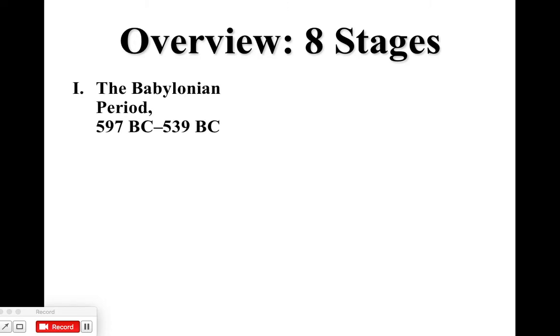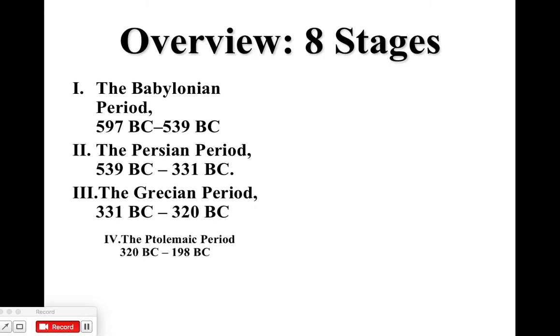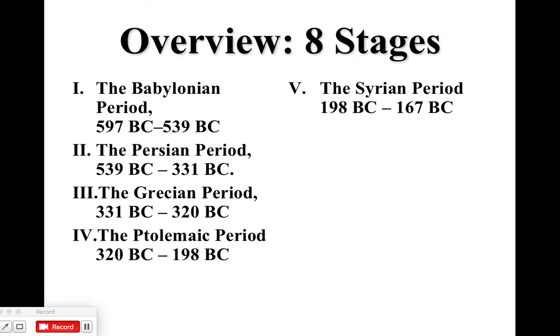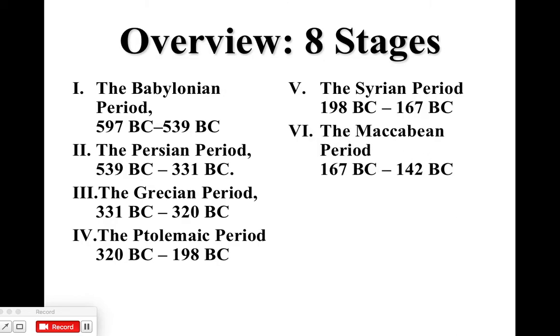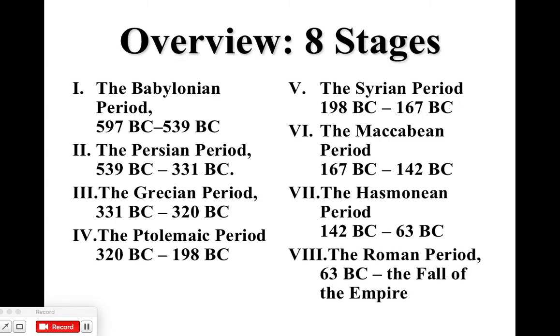And we're really looking at 8 stages of history. And I'm going to put these up here. We have the Babylonian period and the Persian period, which actually start back in the Old Testament. We have the Grecian period, the Ptolemaic period, the Syrian period, the Maccabean period, the Hasmonean period, and then finally the Roman Empire.